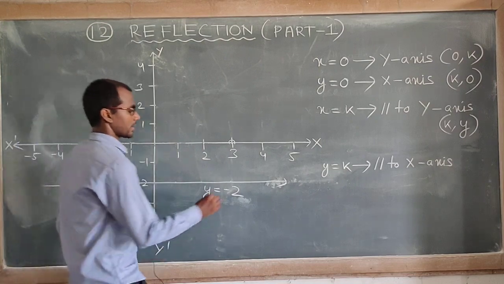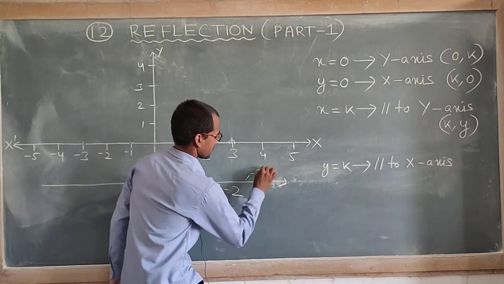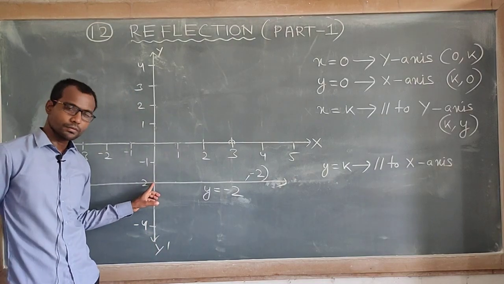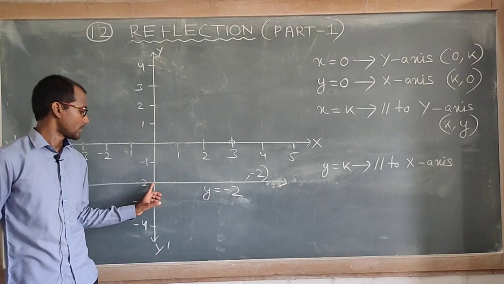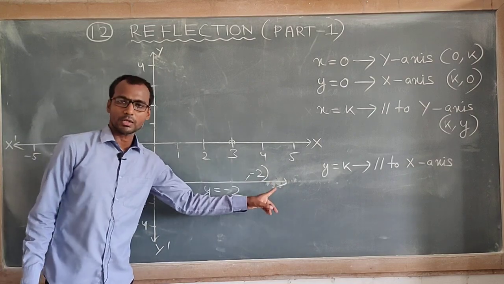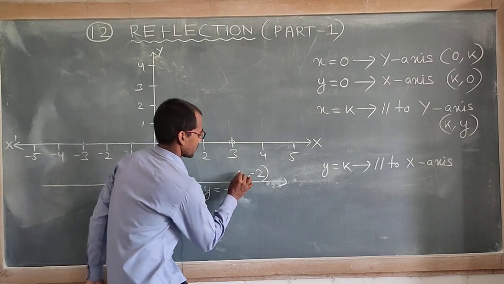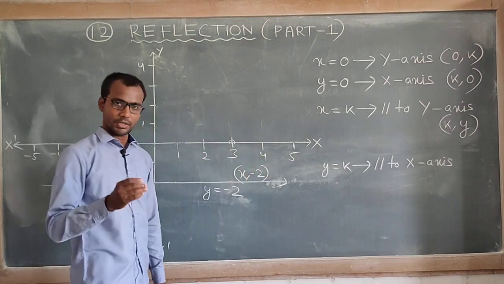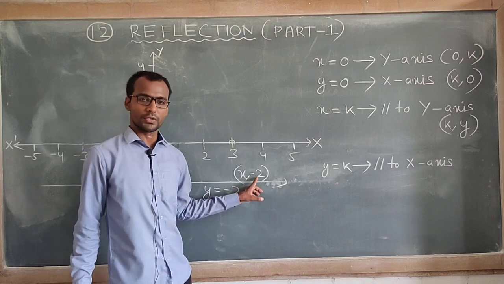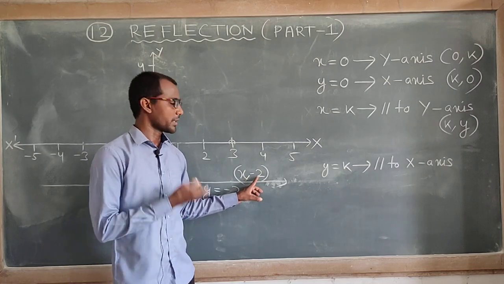Now if you take any point along this line, the y coordinate will be minus 2. The x coordinate we cannot see. The x coordinate here is 0, here is 1: 0 minus 2, 1 minus 2, 2 minus 2, 3 minus 2, 4 minus 2. X is changing. So x comma minus 2. X is variable here. This is a constant. Here it is minus 2.